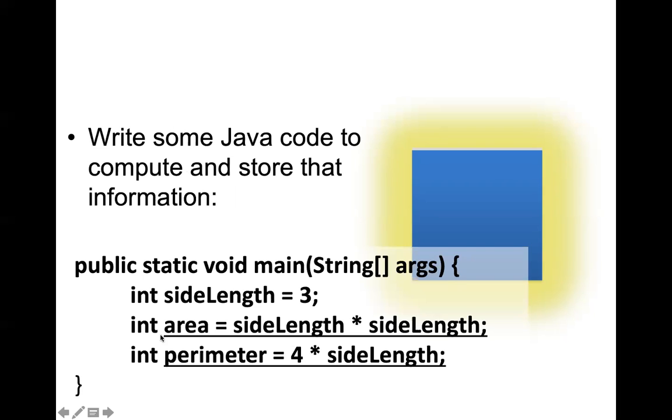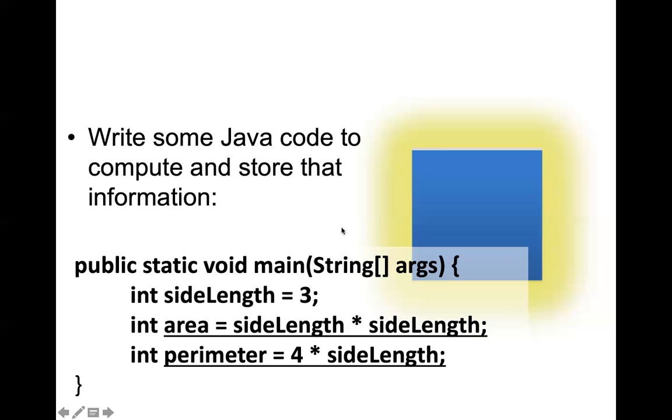What we can do is declare a new Java variable called area. It's also an integer, and area is going to be initialized to side length times side length. Of course, that's the correct way to compute the area of a square. So now area is going to contain 9, which is in fact the area of a square which has side length 3. We're also going to declare a new variable called perimeter, which is initialized to 4 times side length. Of course, that's the formula for computing the perimeter of a square. So that's going to get the value 12, which is the correct perimeter for a square of side length 3.